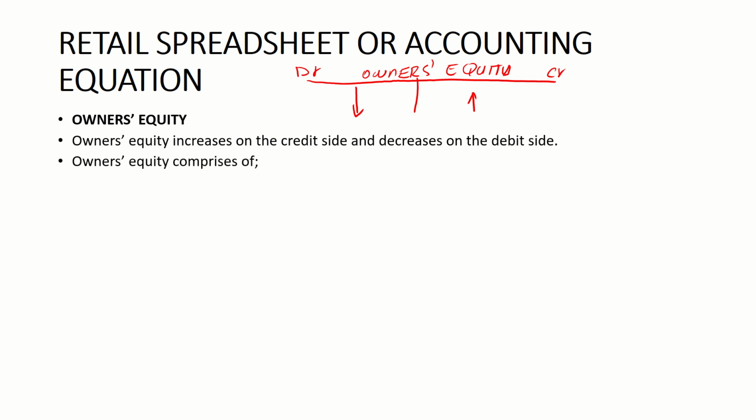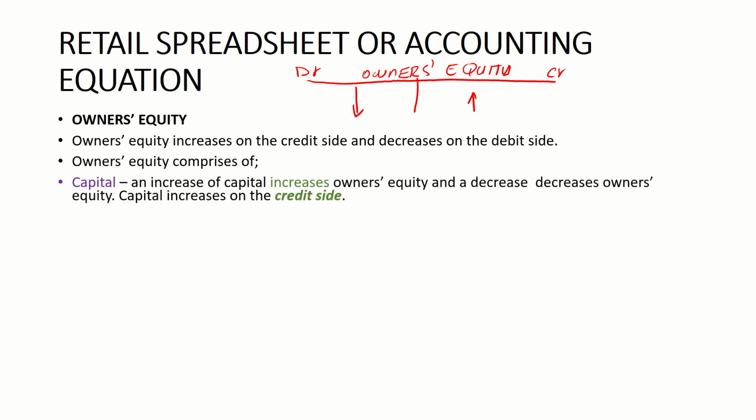Owner's equity comprises of capital. Capital, remember I said these are contributions by the owners. Capital increases owner's equity. If capital increases owner's equity, it means capital will also increase on the credit side.